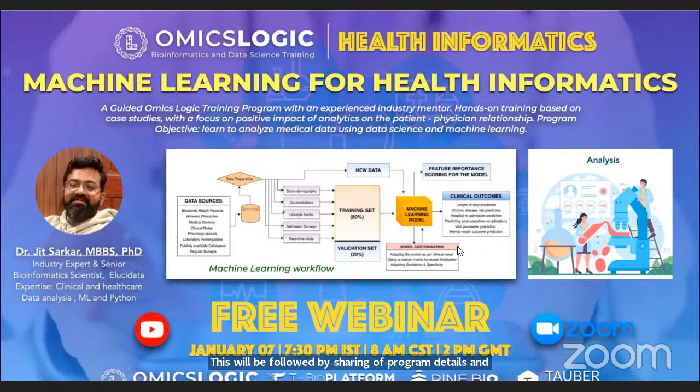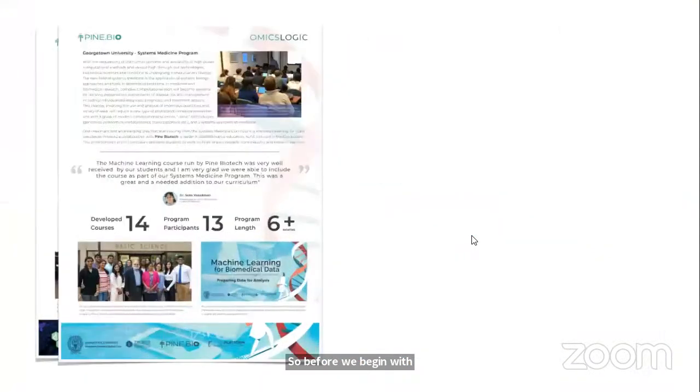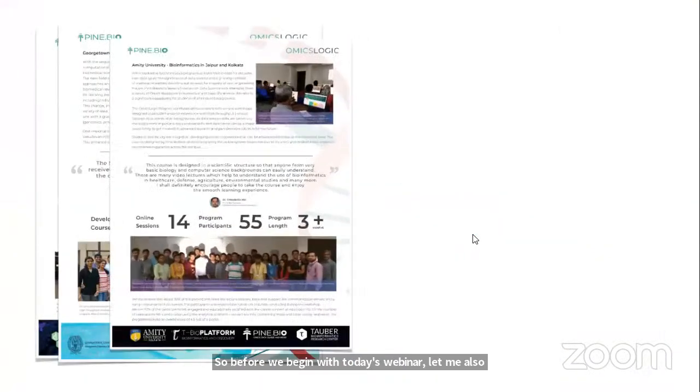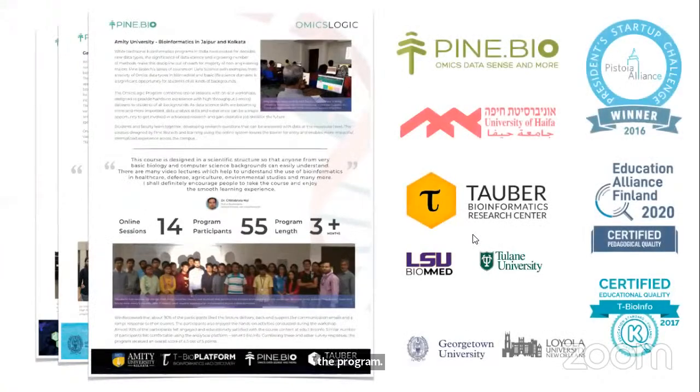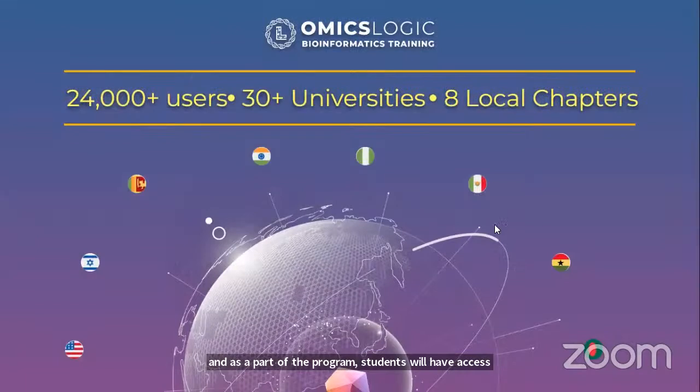So before we begin with today's webinar, let me also take a brief moment to introduce you to the team behind the program. We are a US-based bioinformatics company working with multiple academic and commercial collaborators to develop easy-to-use analytical tools, and our mission is to make bioinformatics more accessible. And as a part of the program, students will have access to the Omoxrology training that has been completed by over 24,000 participants from 187 countries in over 300 workshops.